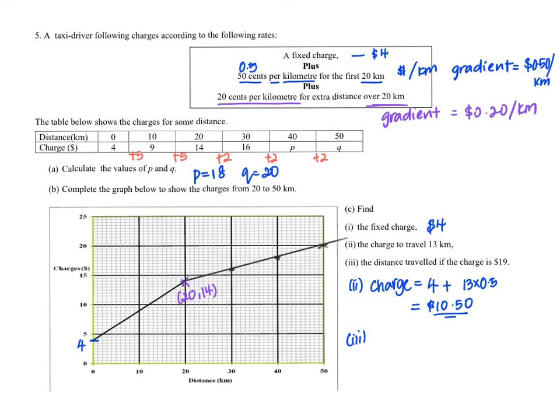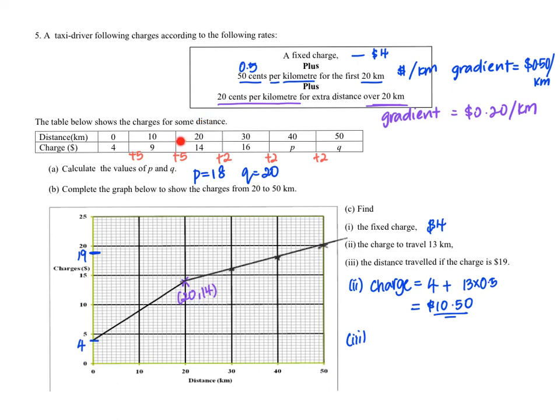Next one, part 2-3. Find the distance traveled if the charge is $19. There are a couple of ways to do this answer. Either I can use my graph to find the distance where it's $19. But I'm afraid that my graph may not be very accurate, so I shall teach you how to do the calculation.